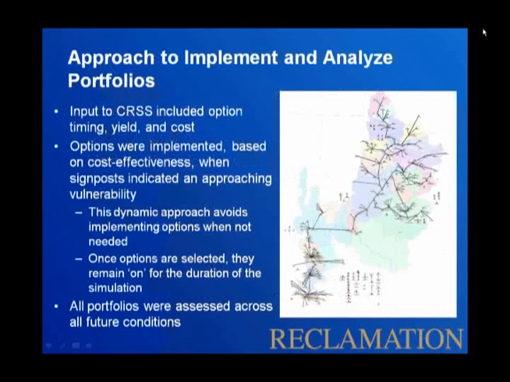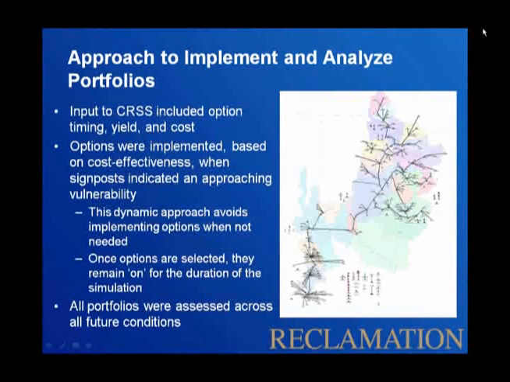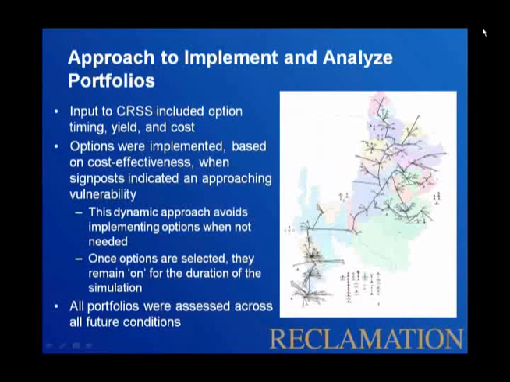All right, before we get to the results, though, we want to go into a little bit more detail on that process of how we model options, how we implement them, and ultimately what we get out of it. And so as Alan presented earlier, we used CRSS, our long-term planning model, and at the beginning of our simulation we input a variety of information, including option timing, meaning when is this option available, yield, how much water does it generate or how much demand does it reduce, and also cost. And so options were implemented based on cost effectiveness when a signpost occurs.